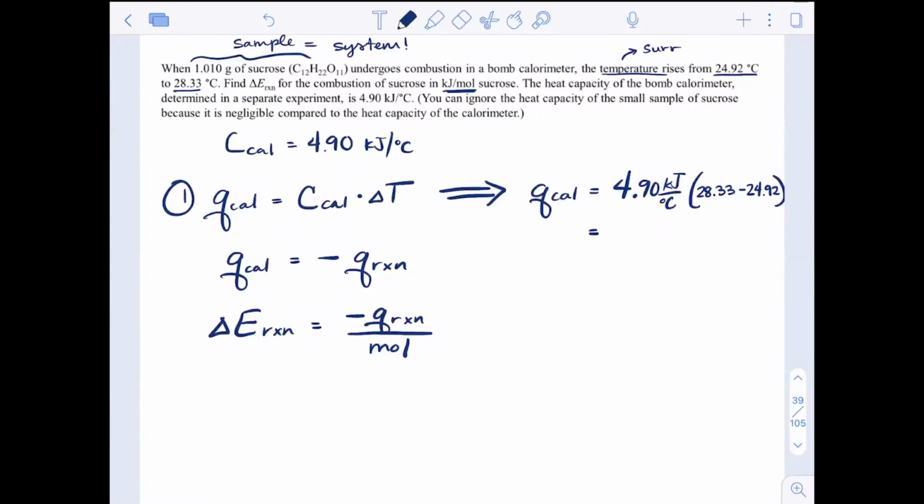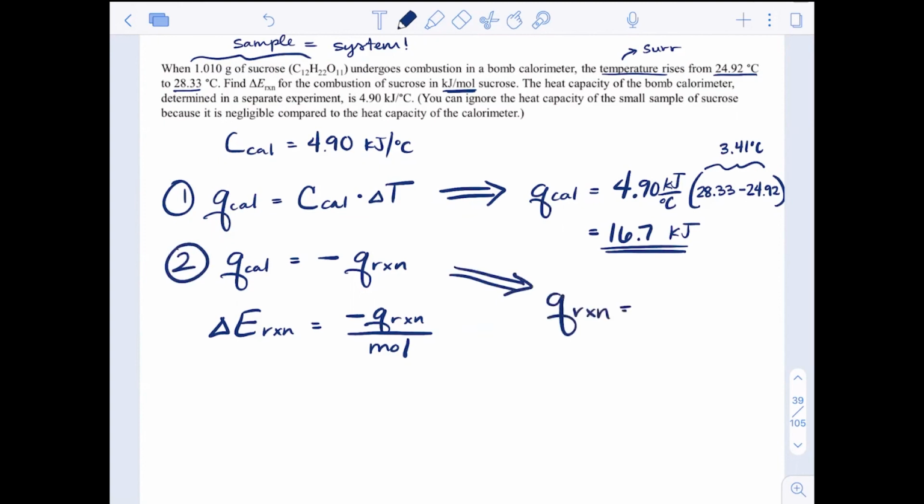So just a side note, 3.41 degrees Celsius, that's 3 sig figs. I'm going to multiply it by 4.90, 3 sig figs, and get 16.7 kilojoules of heat absorbed by the calorimeter. This is positive, which means in step number 2, Q of the reaction is a negative 16.7 kilojoules. The reaction itself released the 16.7 kilojoules to the surroundings.